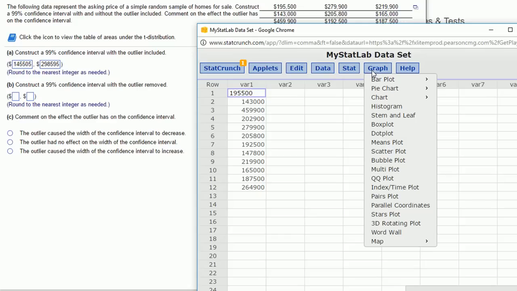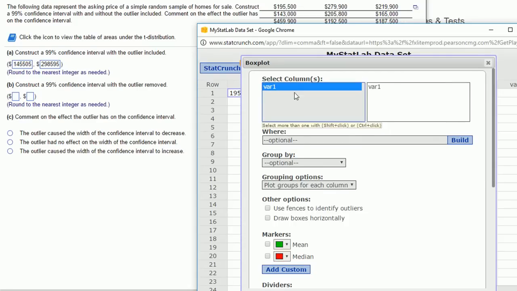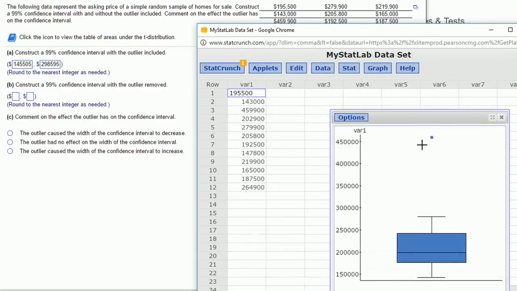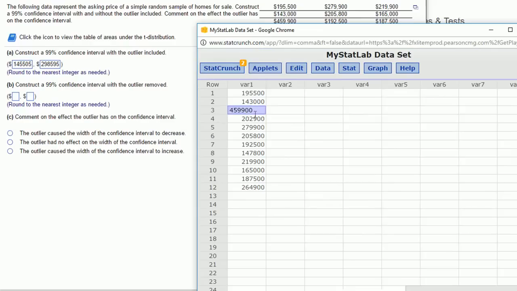Let's just do a quick box plot so we can identify what the outlier is. I'm going to select draw fences to identify outliers and compute. You can see one value is very big. It's in row 3. It is 459,900. So I'm going to go to this and remove it completely. Just delete it. I don't want to leave a 0 there. I want to just have it blank.